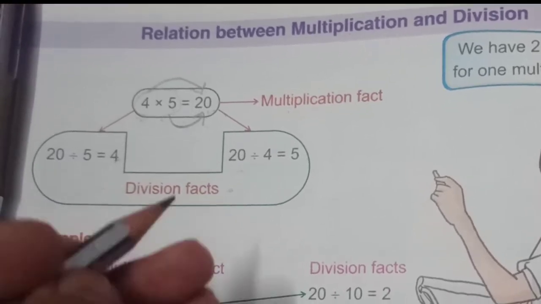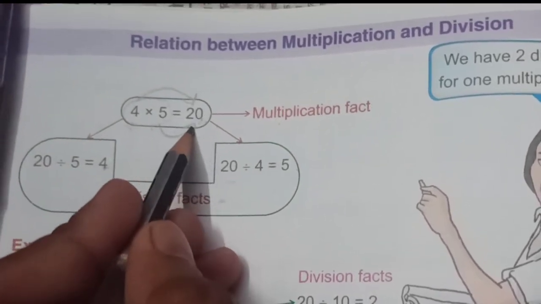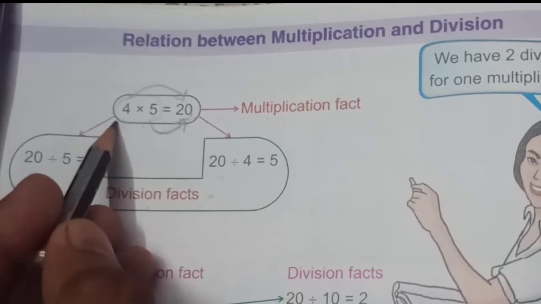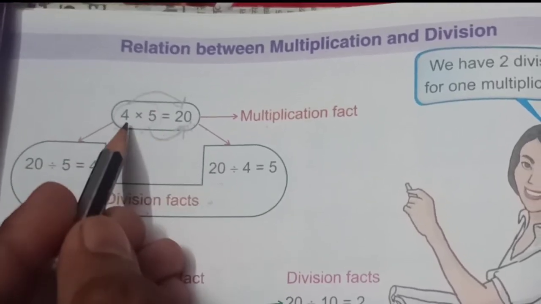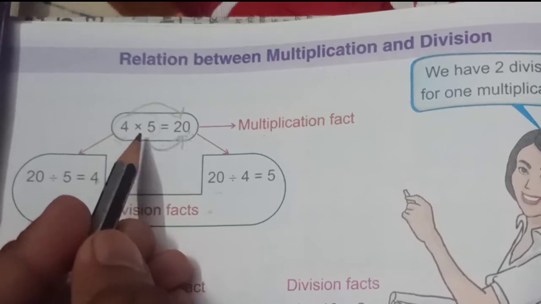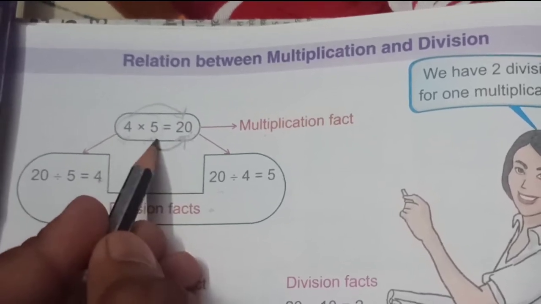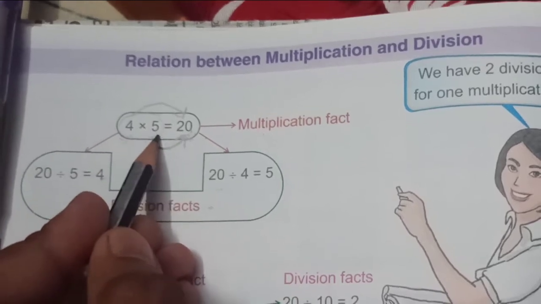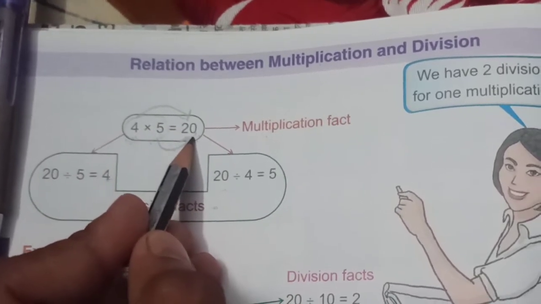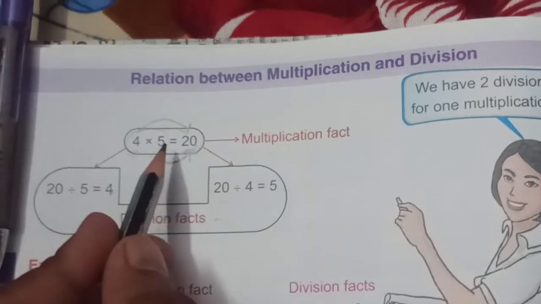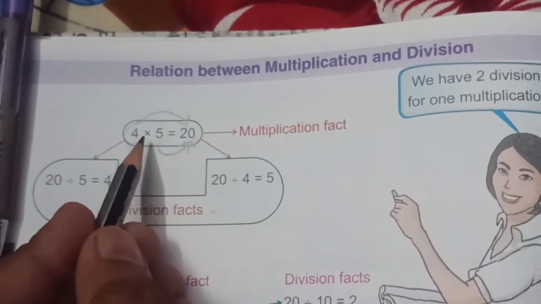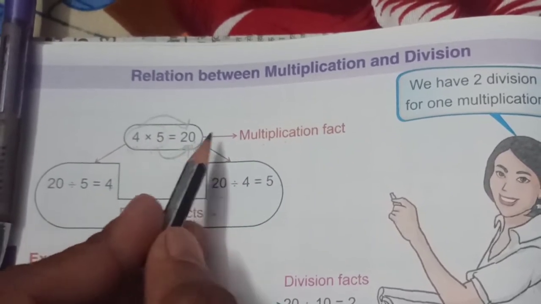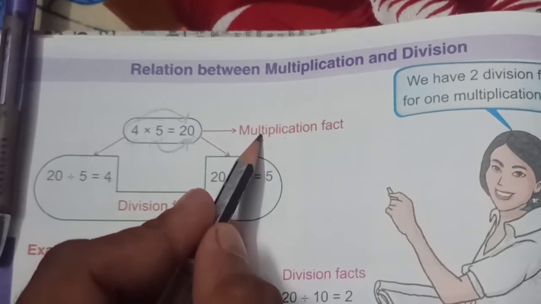So let's learn. Suppose a number is written as a multiple of two numbers. Here 20 is written as a multiple of 4 and 5. We know that 4 5s are 20, so we can write 20 as 4 into 5. So this is known as multiplication fact. If we write any number as a product of two numbers, it is known as multiplication fact.